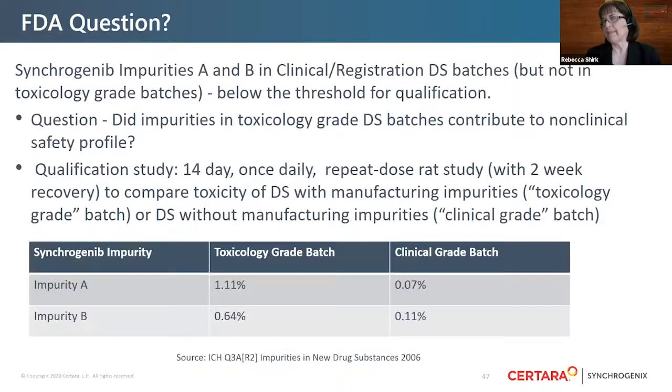However, a question remained. Did the impurities present in the toxicology grade batches of drug that were used for the non-clinical testing impact the safety profile of the drug? So a qualification study was indeed conducted to compare the toxicology profile of the drug substance with impurities versus without impurities. This was a 2-week repeat dose study in rats. One treatment group received a toxicology grade batch once daily for 14 days, and the second treatment group received once daily treatment for 14 days with a clinical grade batch with greatly reduced levels of impurity.